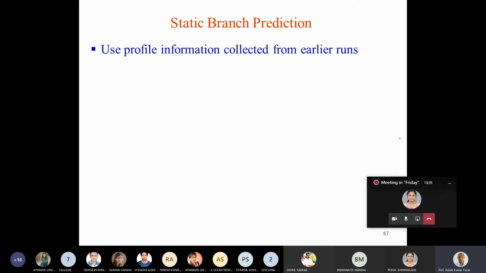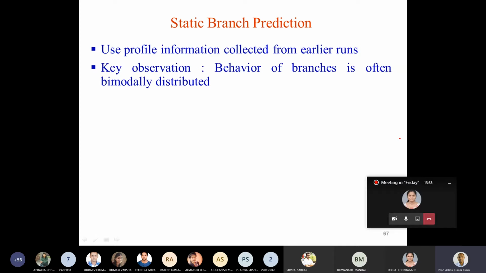Then how does the compiler do this? It uses the key observation that the behavior of branches is often bimodally distributed. Any branch instruction is bimodal, whether it is taken or not taken, and it is heavily dominated in one direction. If you look at a loop, most of the time the branch is taken.